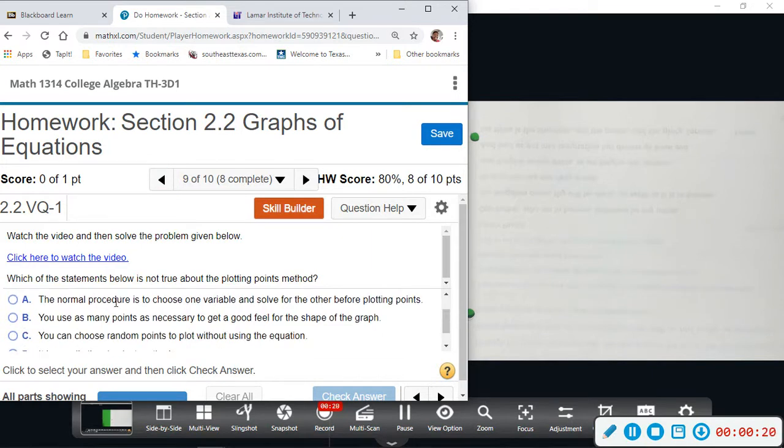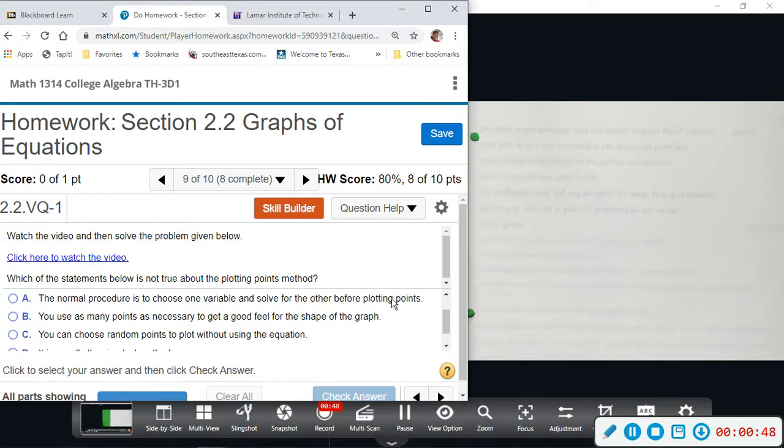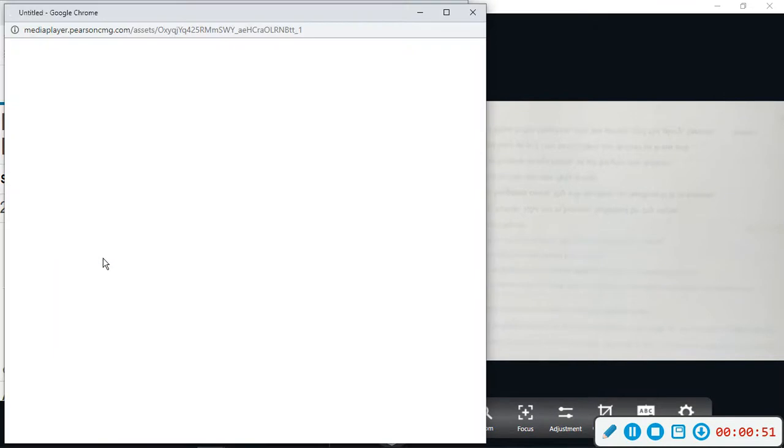It says the normal procedure is to choose one variable and solve for the other before plotting points. B says use as many points as necessary to get a good feel. C says you can choose random points without using the equation. And then D says it is usually the simplest method. So we want to know which of the following is not true about the plotting points method. Which one is not true? So let's see what we're dealing with.